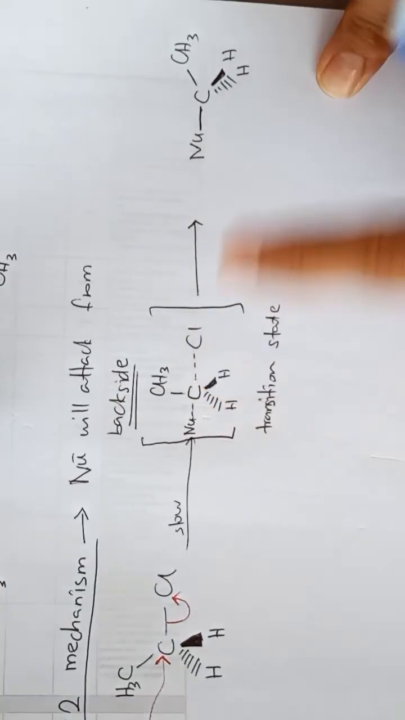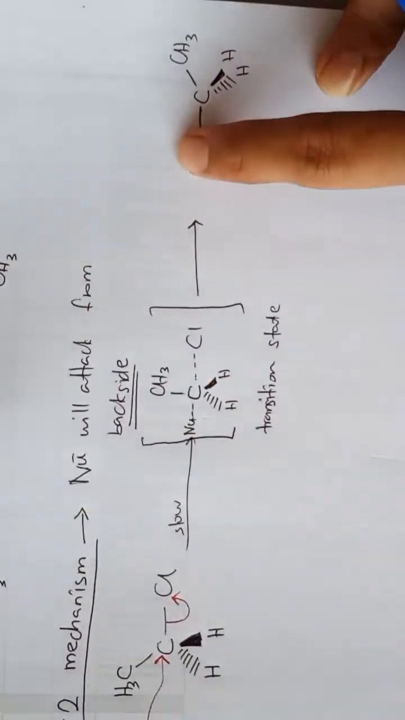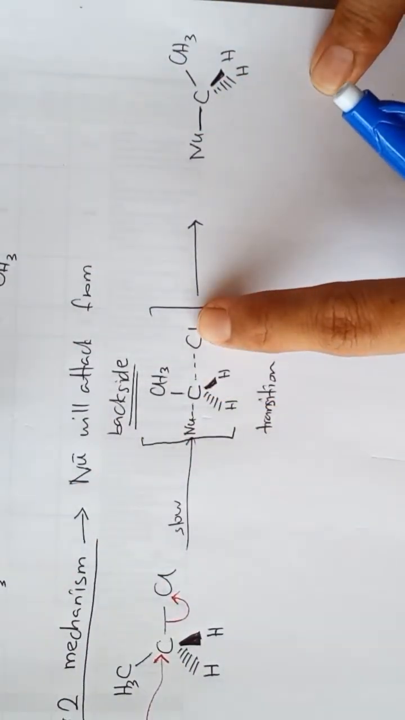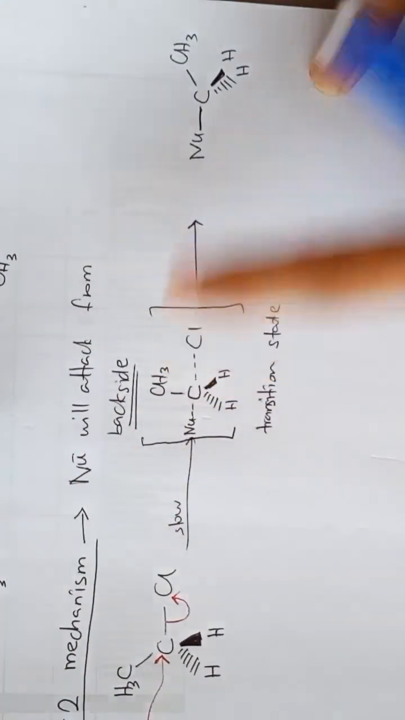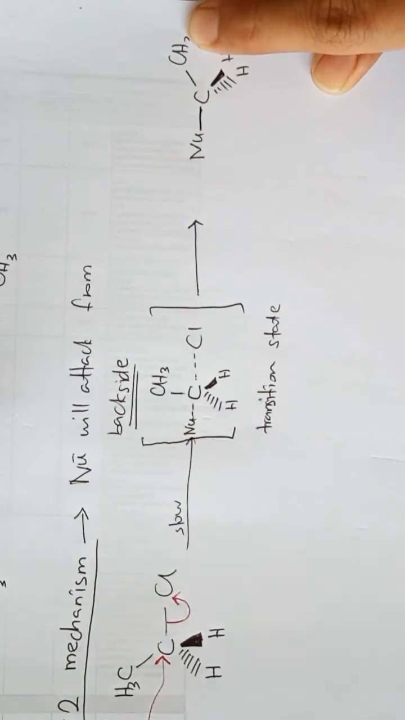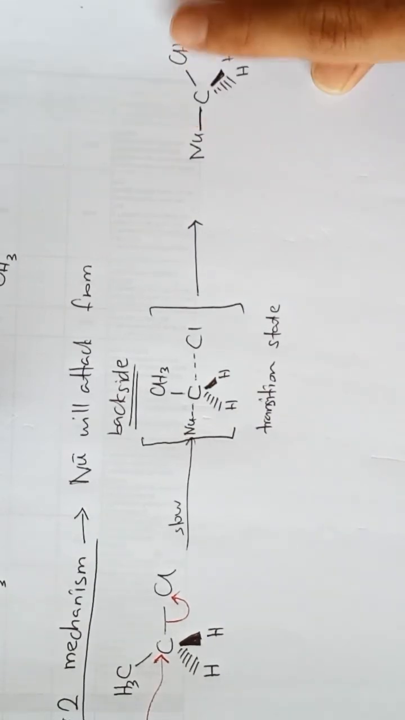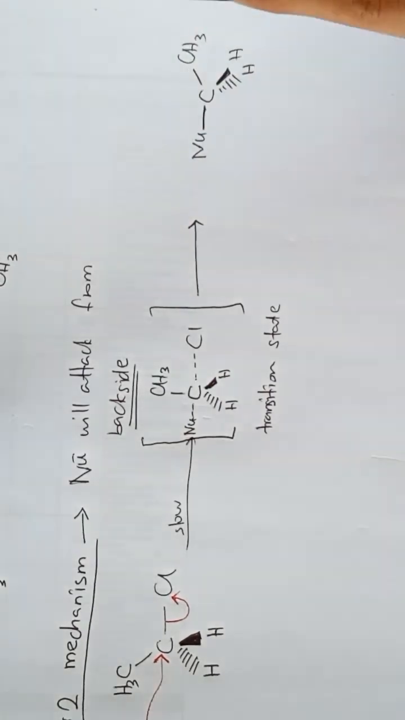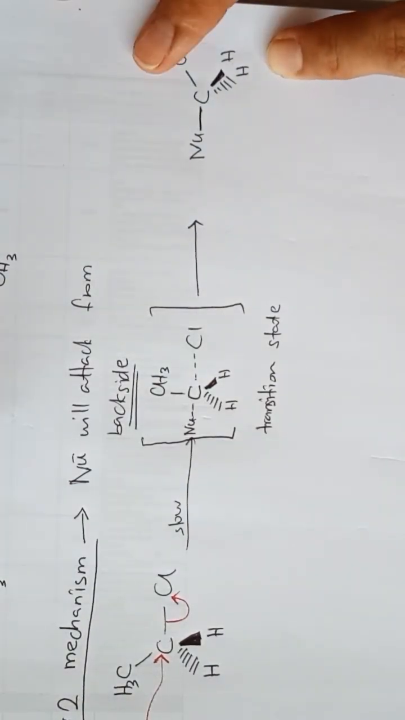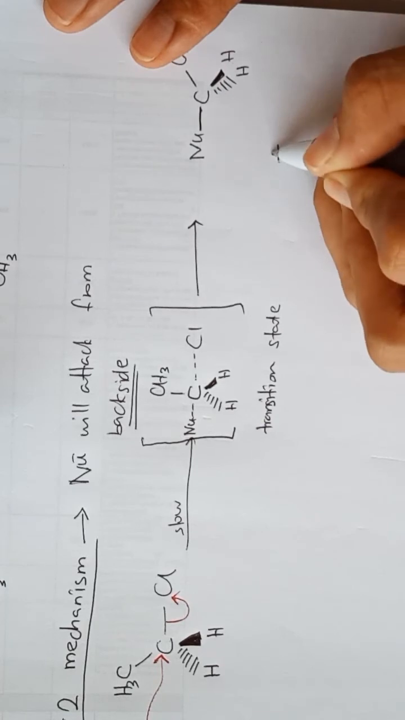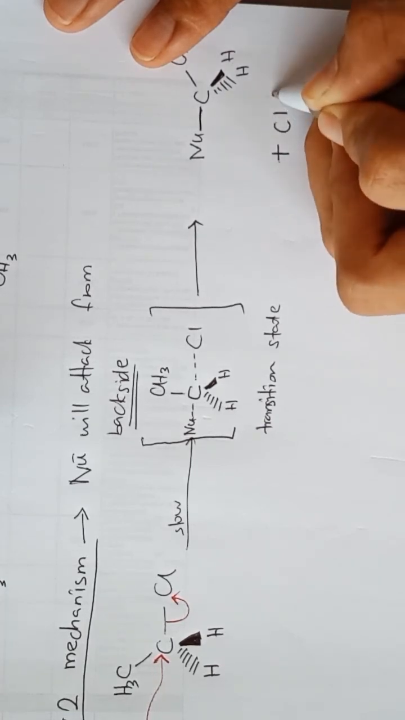Then finally the carbon chlorine bond will break, and the nucleophile now will make a complete bond with the carbon. This is the new bond, and when the carbon chlorine bond breaks, this carbon and this CH3 will move to the right. We will form this kind of product. What happens to the chloride ion just now? It will become Cl minus.